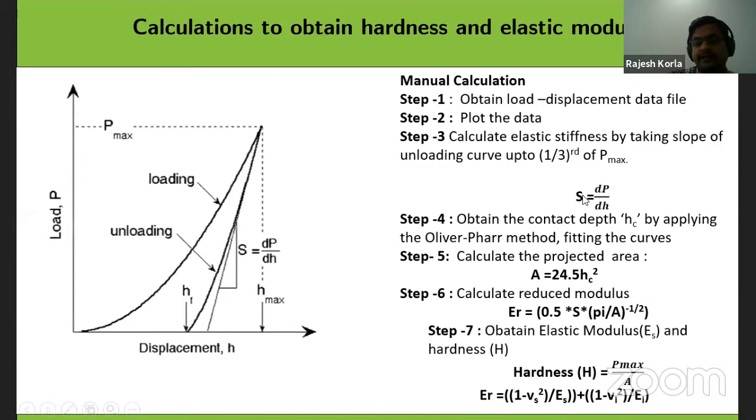So this is how you can get S, which is basically the same thing I mentioned here. You get the reduced modulus by using the shape function, and from the hardness you can get Pmax by A. The same thing I'm repeating here. In principle, you can calculate the modulus and hardness of a particular region.